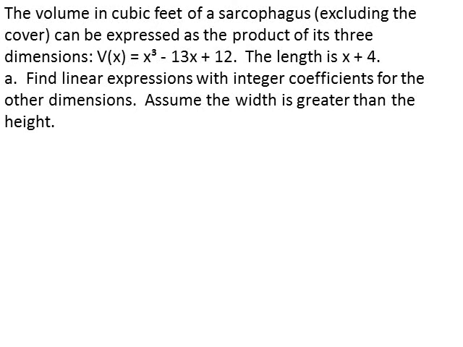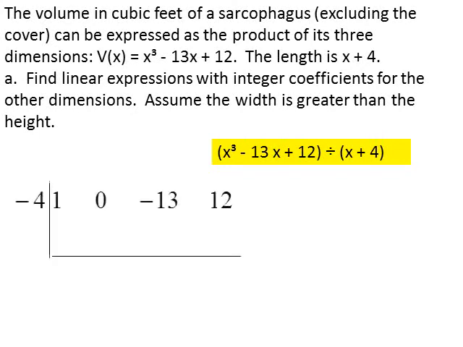So we know that x plus 4 is one of the factors, so let's see what happens when we divide by x plus 4, and we'll be left with something that we might be able to factor. So in synthetic division, we put negative 4 on the outside because that's the root, and then we have 1, 0, negative 13, and 12.